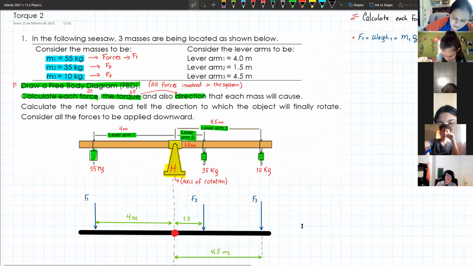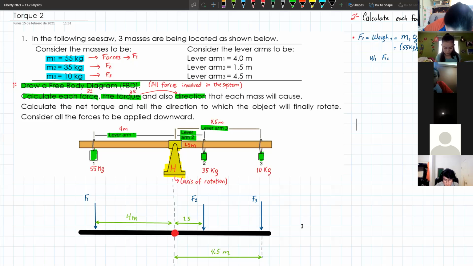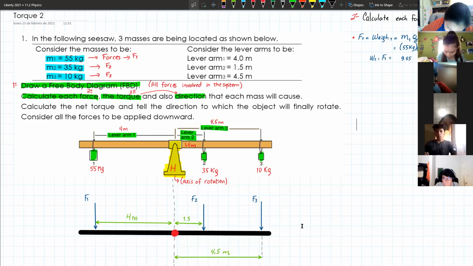Okay, it's going to be like that. So how much is this? My mass 1 is 55 kilograms, and the gravity is 9.81 meters over second squared. How much is that? 539.55. What units are these? Newtons. Newtons. That is correct. So now we got the first answer.